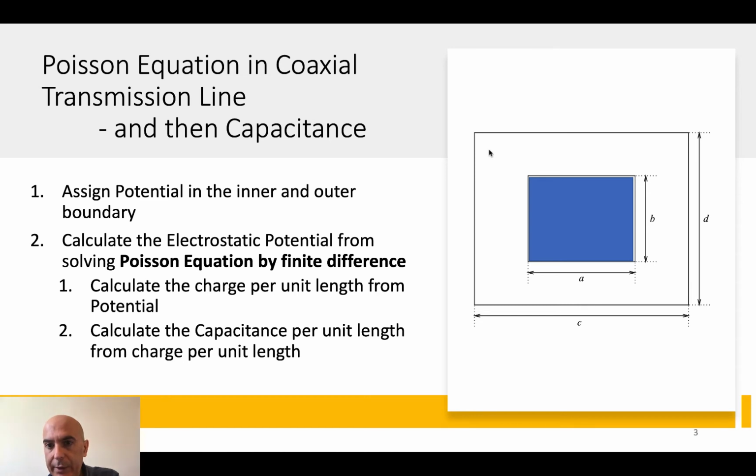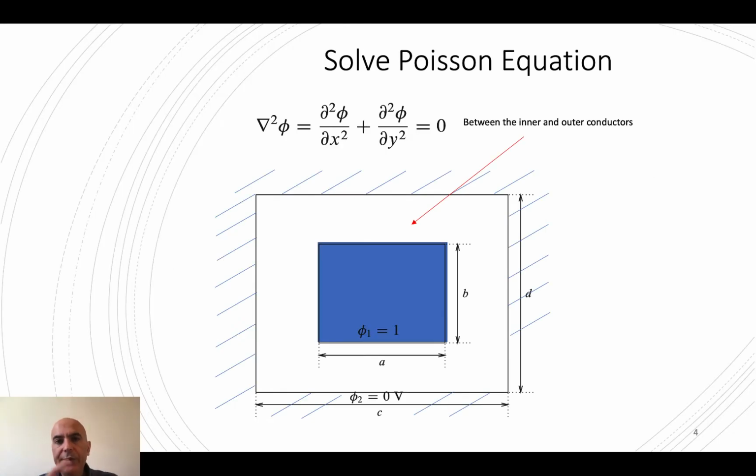Once we calculated the potential for each grid point of this area here, we're going to calculate the charge per unit length from the potential, and from that we are going to calculate the capacitance per unit length from the charge. So the end result will be the values for a capacitance of a coaxial transmission line. So the first step in our problem is to solve the Poisson equations on our domain.